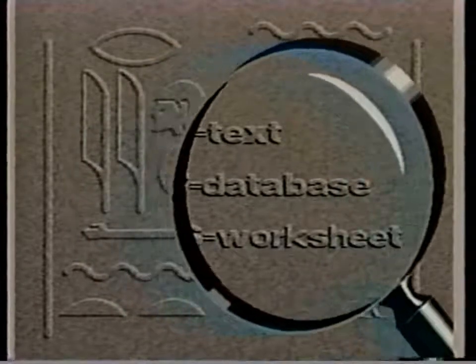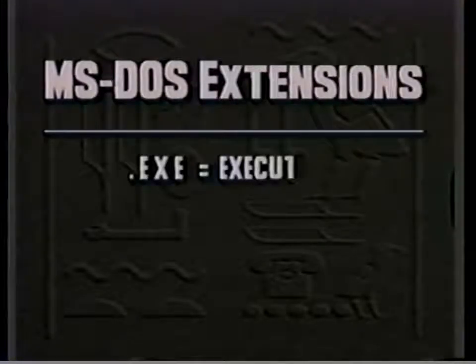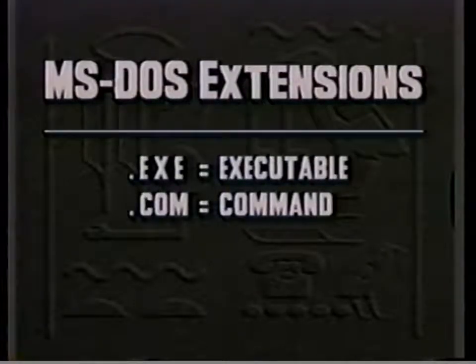The MS-DOS command language includes a few important extensions to be aware of. .exe denotes an executable file. Executable files start programs. .com files are also files that start programs. They are called command files. Both .exe and .com are files that contain command instructions.